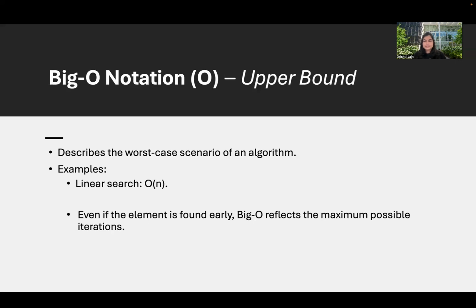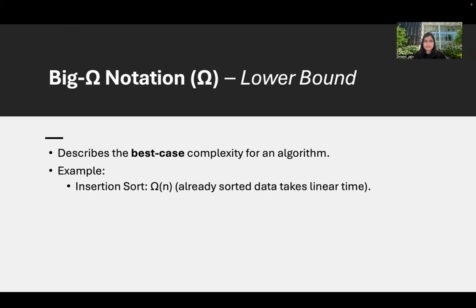It helps us determine the upper bound, or in other terms, it describes the worst case scenario for an algorithm. Consider linear search. It runs in O of n. Even if the element is found early, big O reflects the maximum possible number of iterations you'll have to go through in order to find an element using linear search.